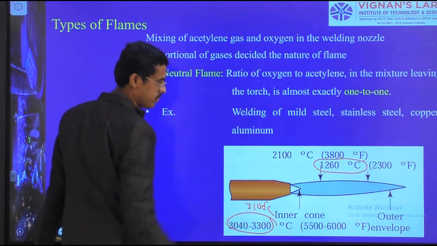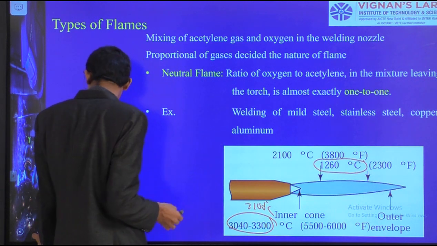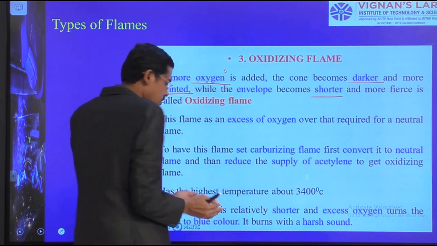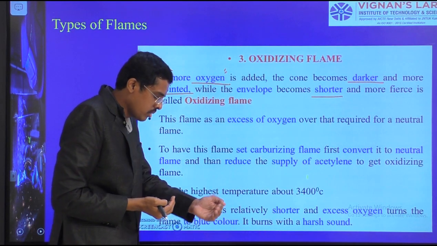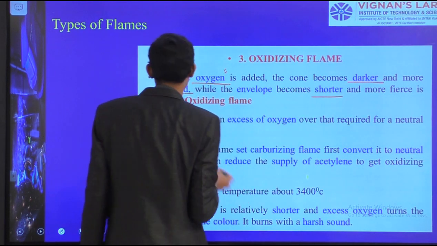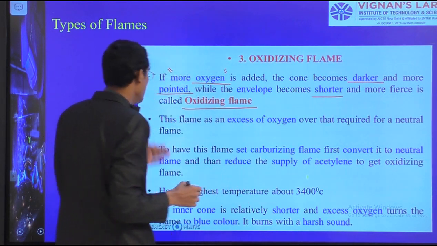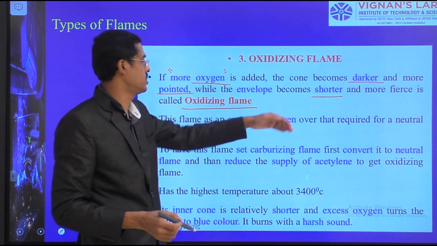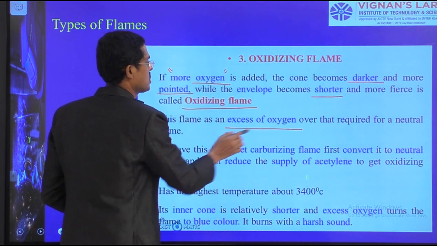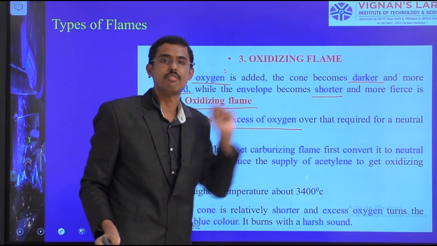Here the inner cone is sharp and becomes more pointed. The envelope becomes shorter instead of long and pointed, and the outer envelope also becomes shorter and fiercer. This is called the oxidizing flame. This flame has an excess of oxygen, more than the oxygen required for the neutral flame.